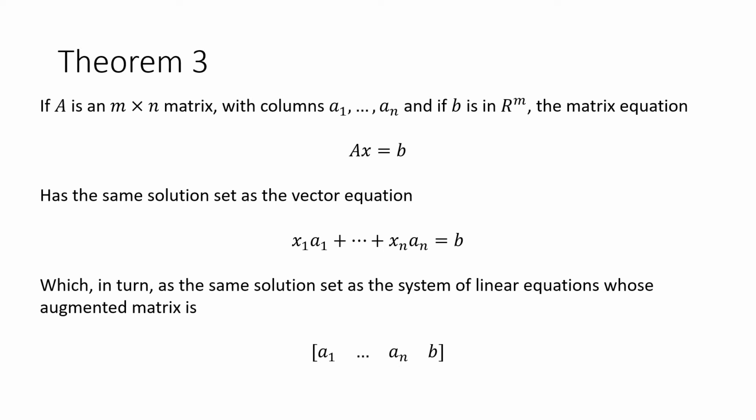So that leads us to Theorem 3, which pulls some of these things together. Theorem 3 says that if you have a matrix times a vector equals a column of numbers, so A times X equals B, a matrix of numbers times a column of variables equals a column of numbers, the solution to that is the same as if you write it out as a vector equation: the first variable times the first column plus the second variable times the second column and so on equals that column of constants on the right-hand side. That's going to give you the same result.